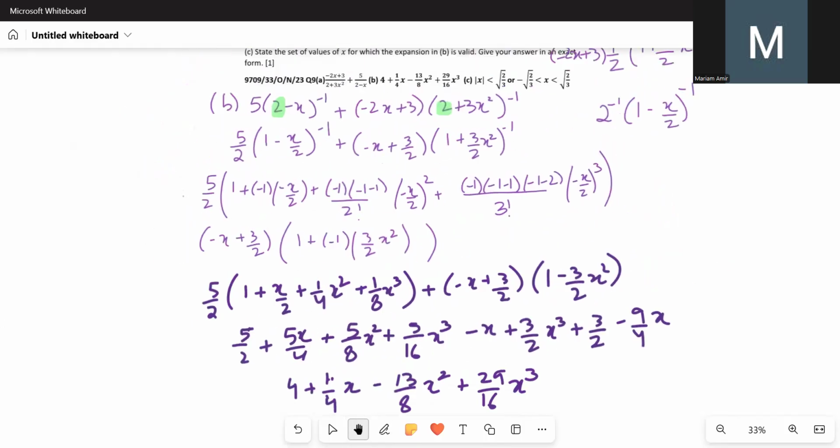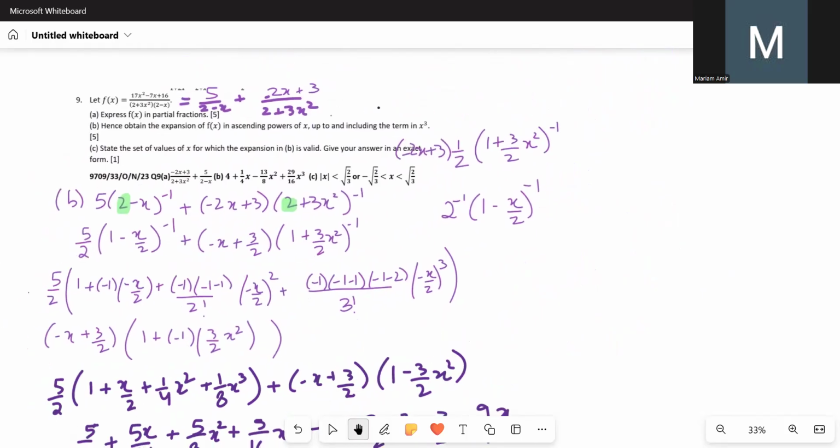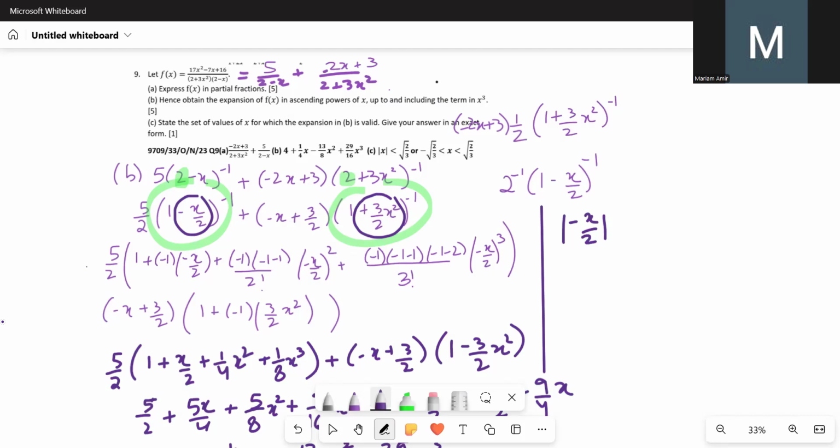Okay. Part C is: state the set of values of x for which the expansion in B is valid. Okay, so we expanded this and this. Now, this expansion is only valid when the modulus of this is less than 1. So we're going to write modulus of minus x upon 2 is less than 1, and modulus of 3 by 2 x squared is less than 1.